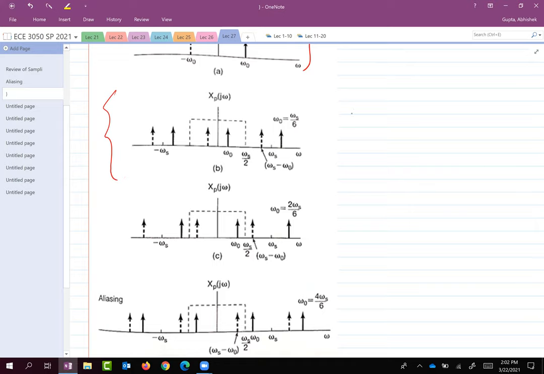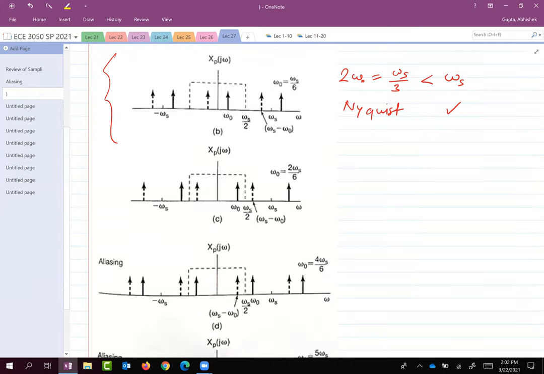And in this case, my 2 omega naught will be equal to omega s over 3, which is less than omega s. And therefore, the Nyquist rate is satisfied. So the sampling is much higher frequency than 2 omega naught.